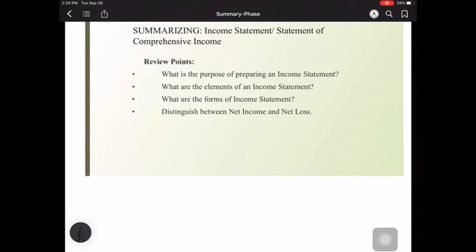And of course, you should know the difference between net income and net loss. When is there a net income? Of course, if the total income is more than the total expense, then there's a net income. On the other hand, if the income is less than the total expenses incurred, then there is a net loss. So that is how we prepare an income statement.